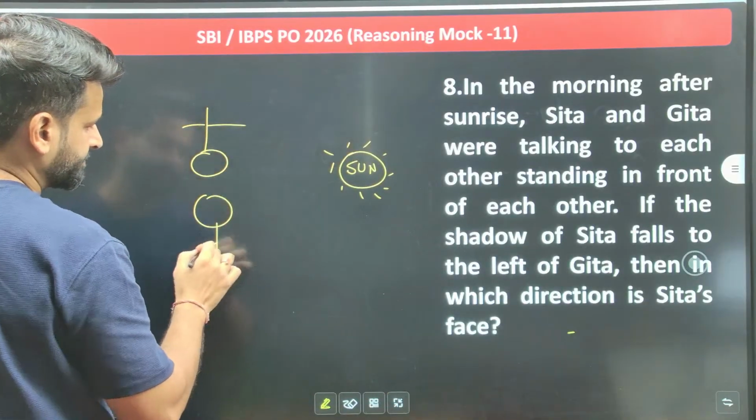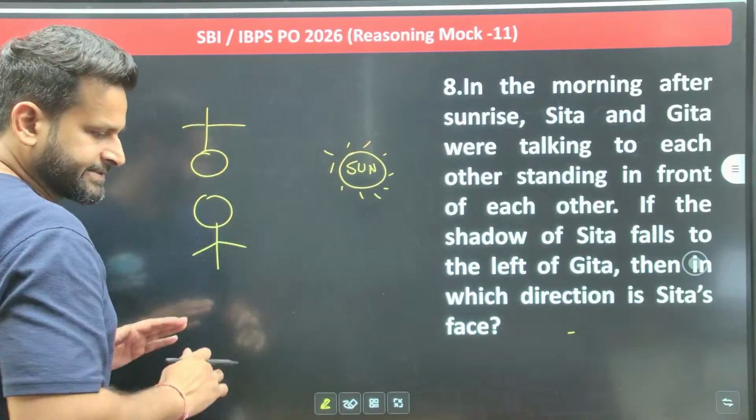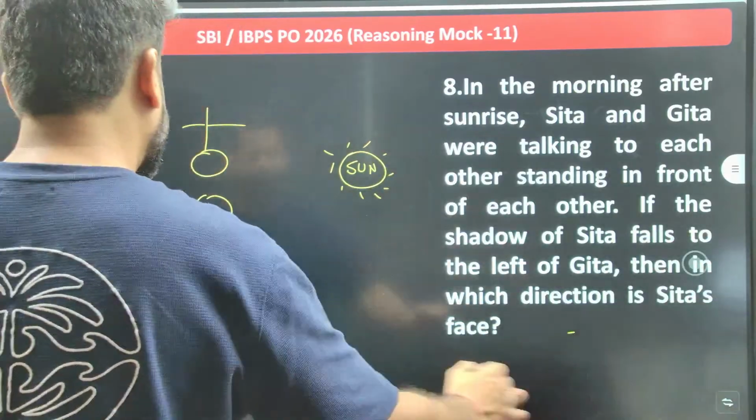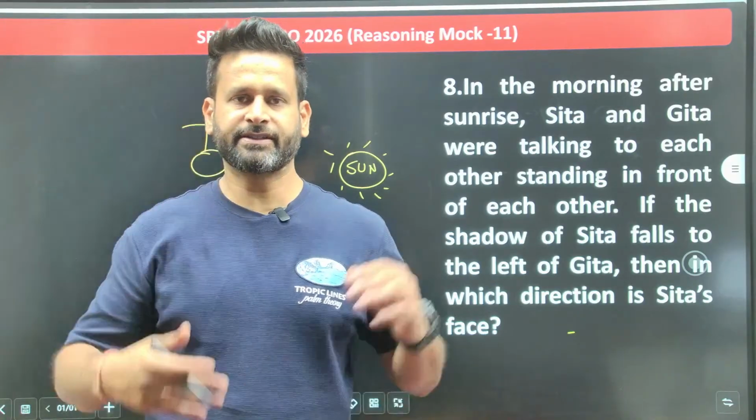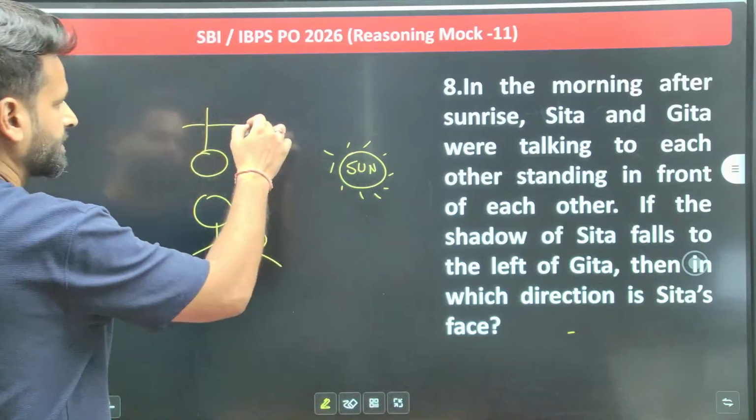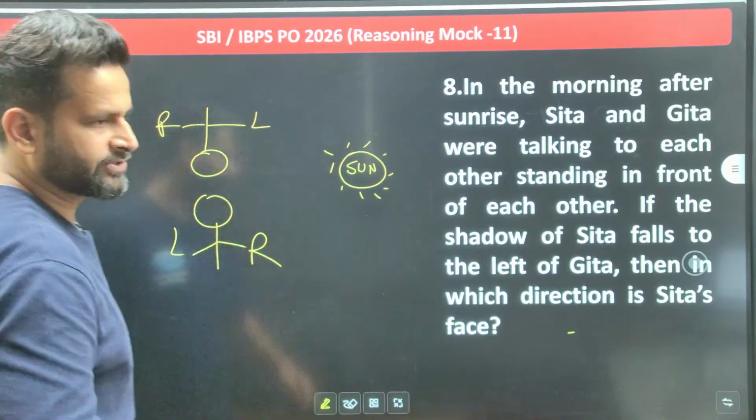So, this is the sun. These are two persons. This person is like me. This is my right. This above person is the one this person is facing. This is my left, right, left. Have you understood this diagram?